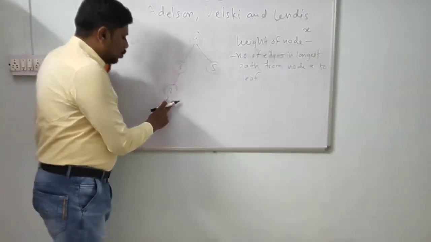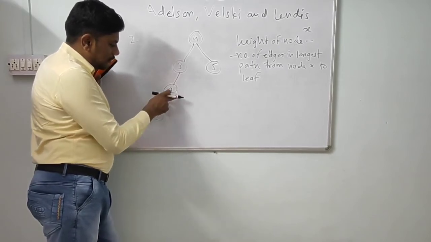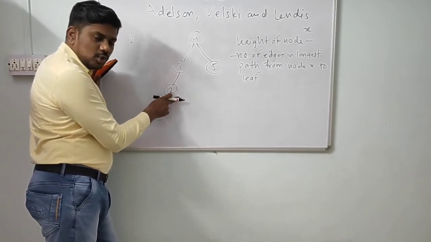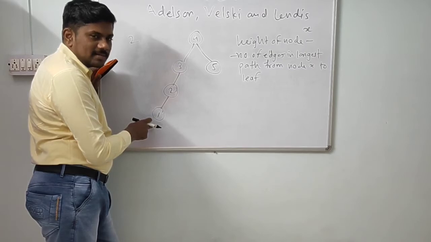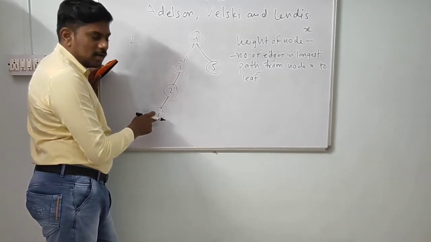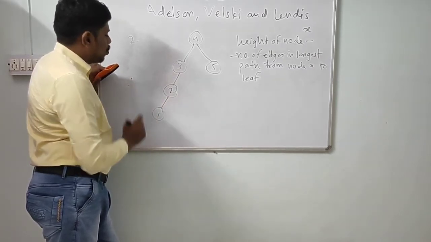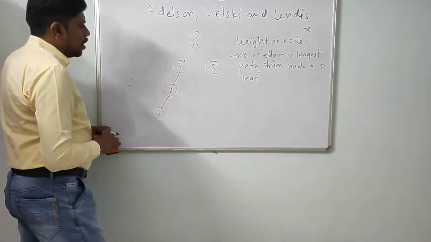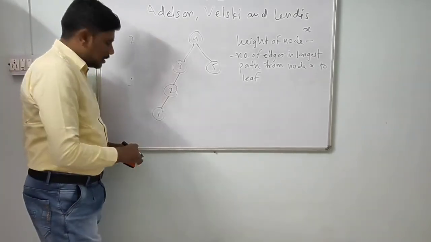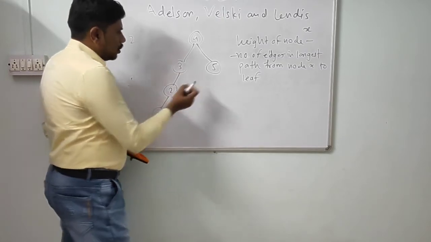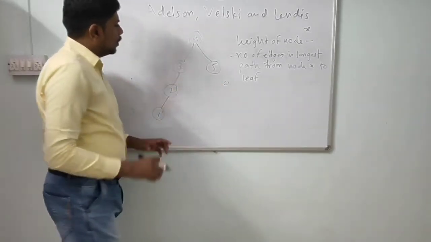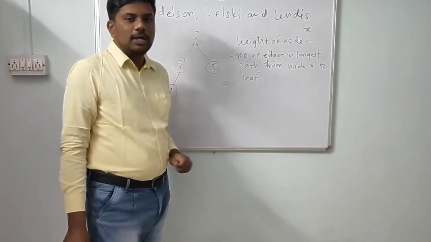Now what is the height of 2? The height of 2 is the number of edges from this 2 to its longest leaf. Here only one leaf is there, so the height of this 2 is 1. What is the height of 1? The height of 1 is 0. What is the height of 5? 0. Now what is the height of 4?